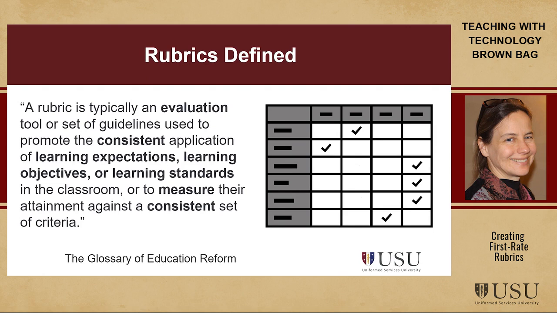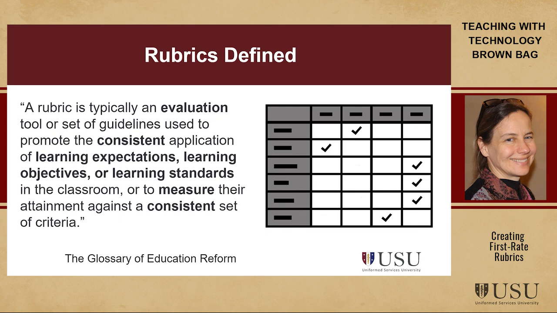The reason that this definition I thought was the best is because of the words that I highlighted. The first is evaluation, as a reminder that a rubric can be a really important tool in your evaluation toolkit. It uses the word consistent not just once, but twice. And rubrics ensure consistency across the educational experience for a number of reasons that we'll discuss in the presentation.